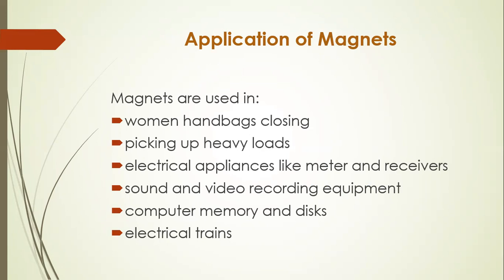Also, magnets are used in computer memory and disks. These magnets are attached there as equipment that assists in the storage of memory, and magnets can also be seen in computer disks. And also magnets are used in electrical trains. You notice that the electrical trains are fitted with magnets just to enable easy transportation.